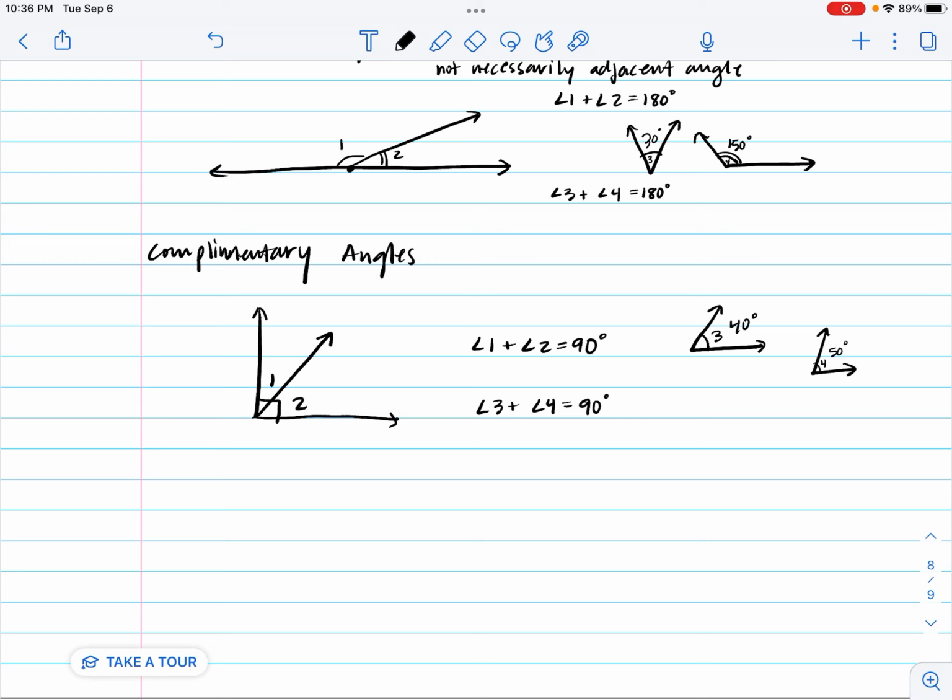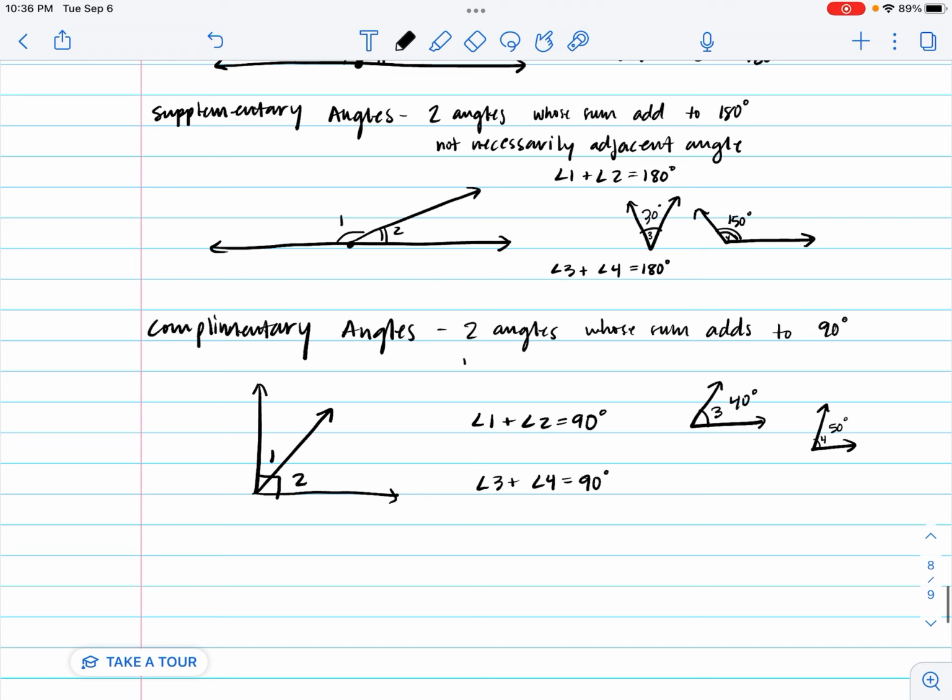And with those diagrams, it should be pretty clear. Complementary angles are two angles whose sum adds to 90 degrees. And just like supplementary angles, these are not necessarily next to each other, not necessarily adjacent.